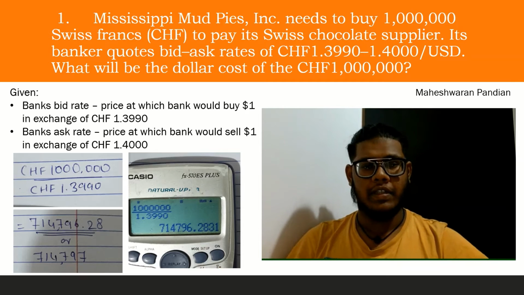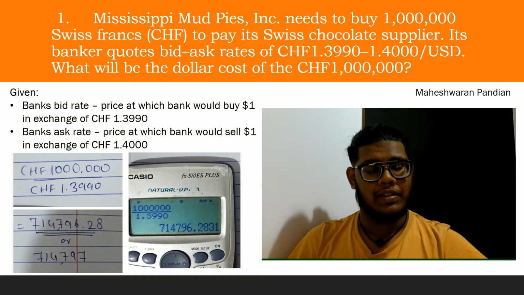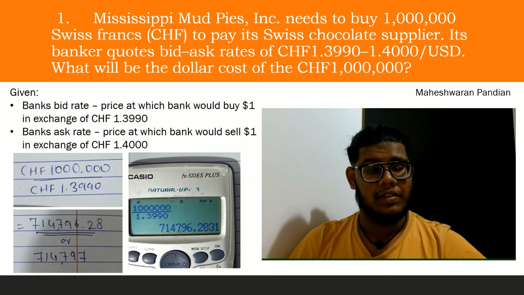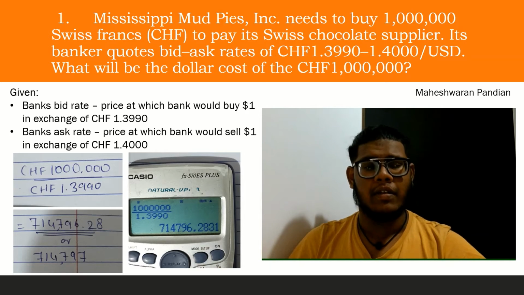Hey guys, my name is Mahesh and today I'm going to be starting with question number 1. In the question, the bank's bid and ask rate are given. What is the bank's bid rate? It is the price at which the bank would want to buy $1 in exchange for 1.3990 CHF, and the ask rate is the price at which the bank would sell $1 in return for CHF 1.4000.